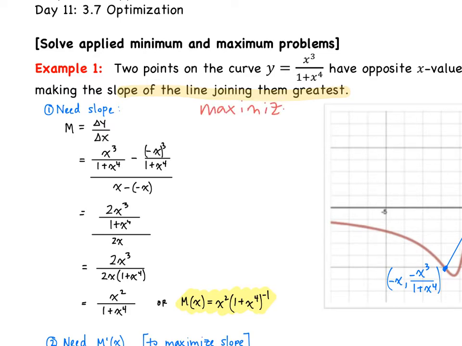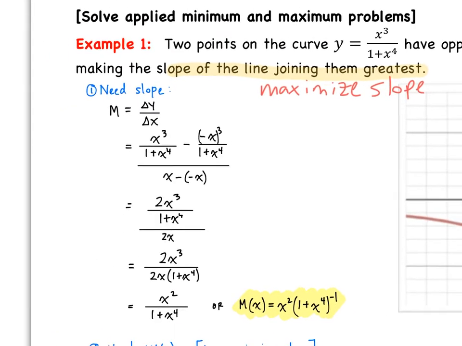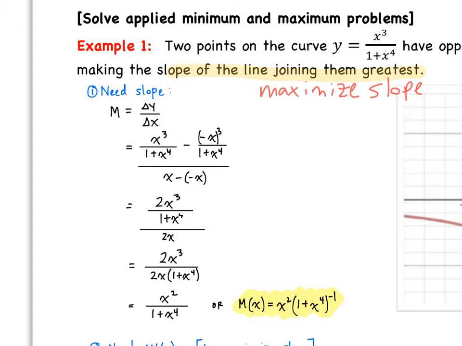Okay? So when I see the phrase maximize or minimize something, we have to think calculus. We have to think, okay, what do we use to determine if something's a maximum or a minimum? So right away, hopefully, we're thinking derivative, right? But what do we need the derivative of? Well, if we want to maximize the slope, the first thing we need to do is actually find what the slope is of that line, okay?